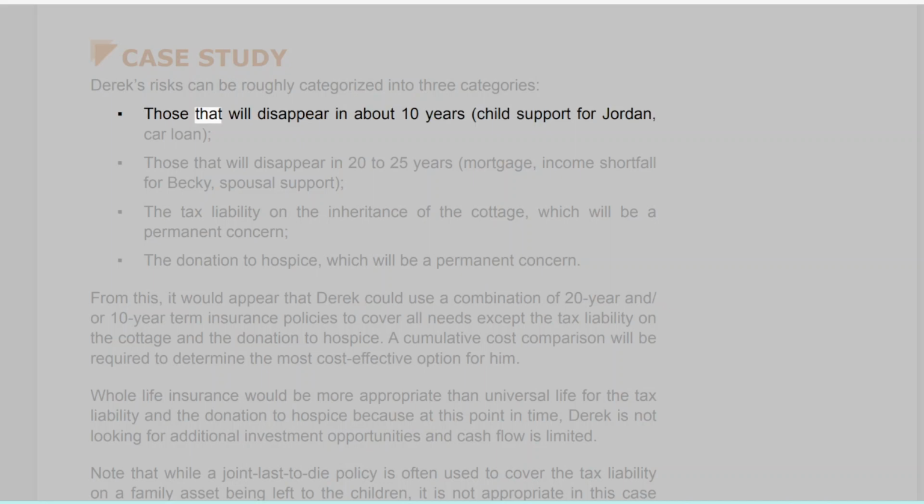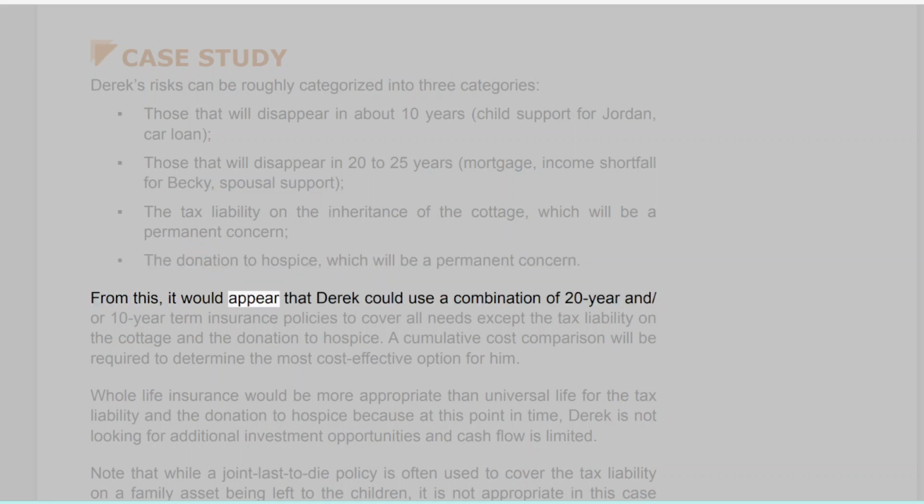Those that will disappear in about 10 years: child support for Jordan, car loan. Those that will disappear in 20 to 25 years: mortgage, income shortfall for Becky, spousal support. The tax liability on the inheritance of the cottage, which will be a permanent concern. The donation to hospice, which will be a permanent concern.